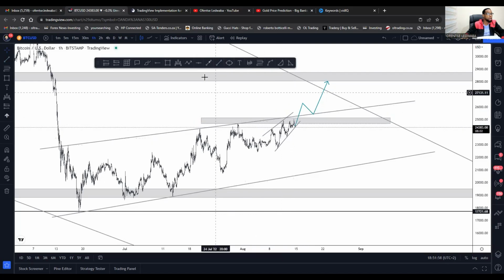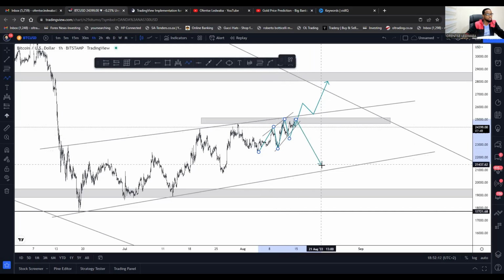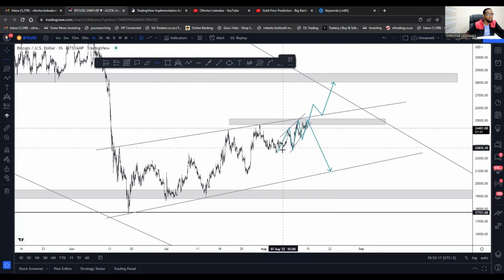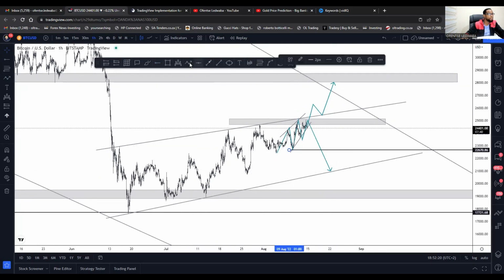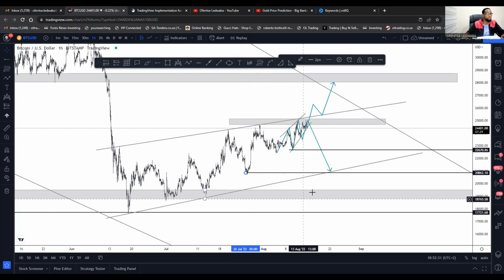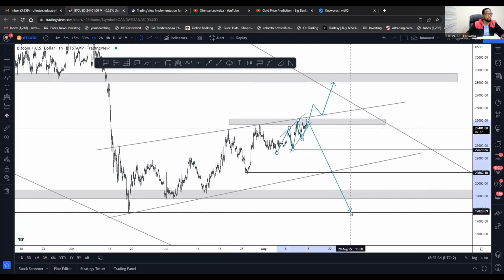Okay, we have this correction. We have this correction. So this is what I'm expecting to happen. Our first TP will be here. And then our second TP, and eventually we break to the downside, having our third TP.